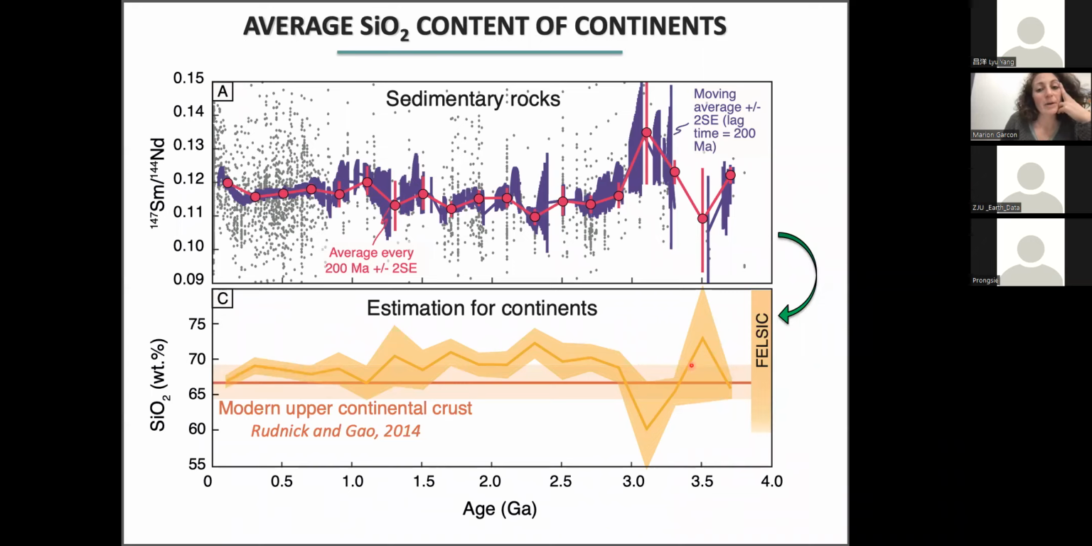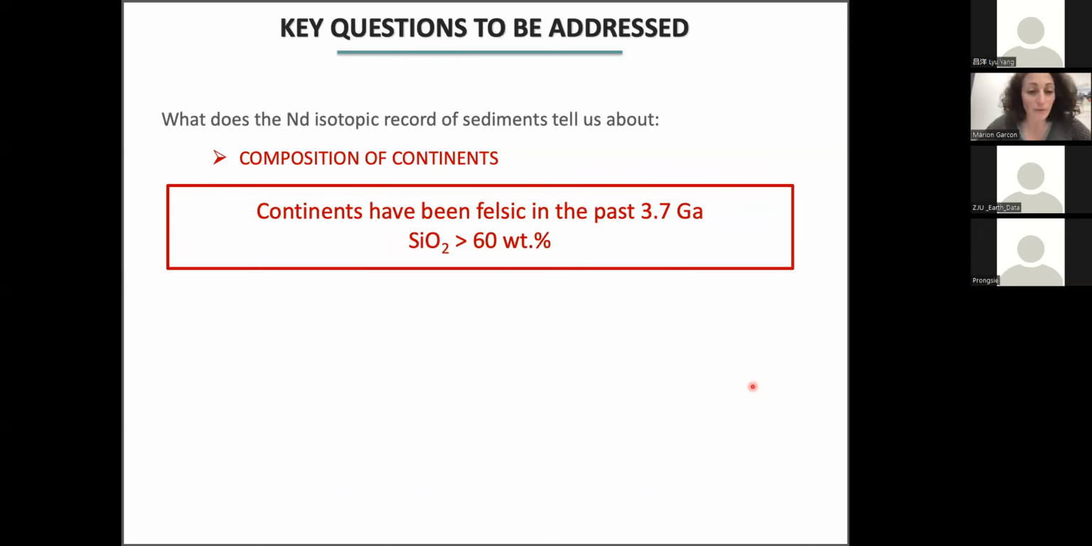There are some peaks here that are in fact related to the number of samples that I have here. That is to say, not a lot, but within the uncertainty, they fully match with this record, with this very constant composition. So this is the conclusion for this first part.